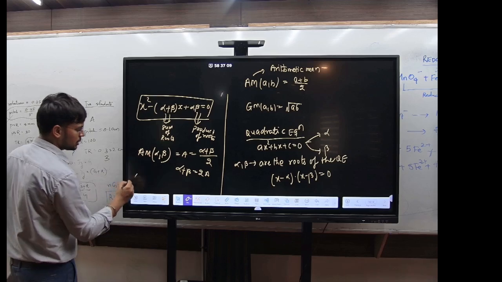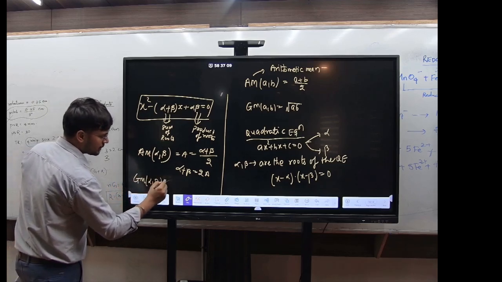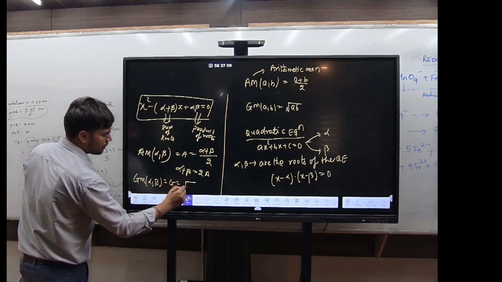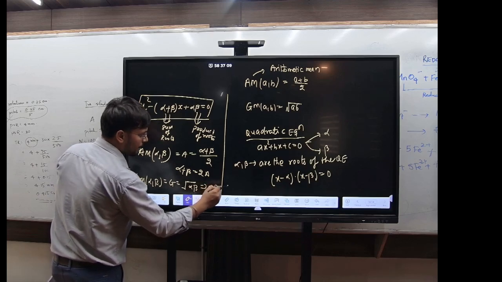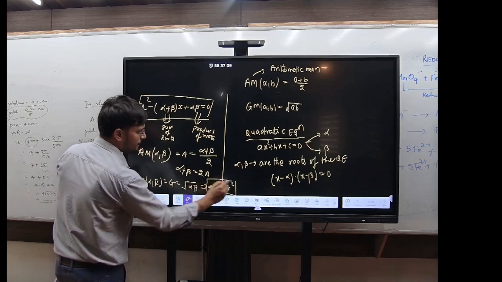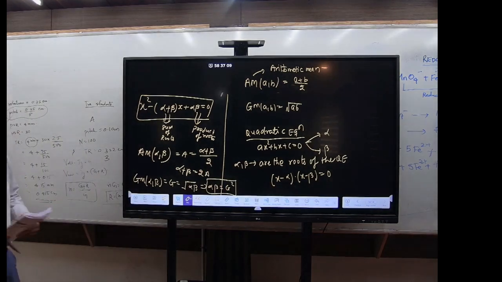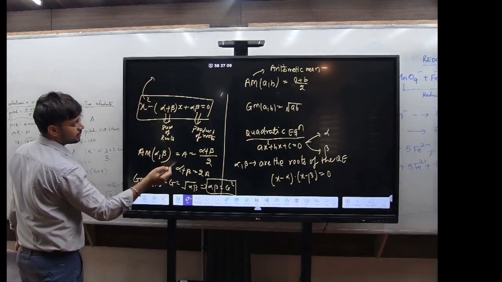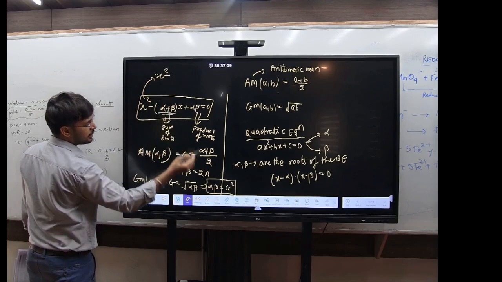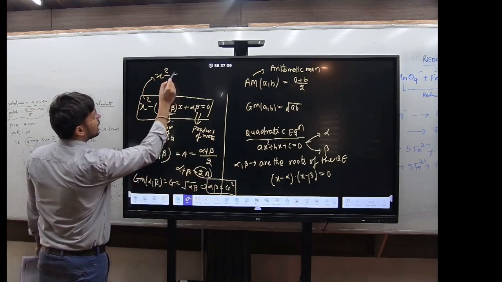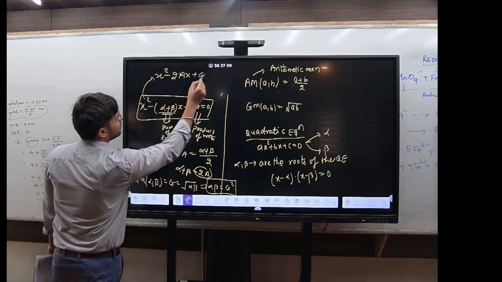If I am saying, what is the geometric mean of roots alpha, beta? Let's say it is G, so square root of alpha beta. So can you say alpha beta will be nothing but G square? Can you understand this? Now the same thing, can I write in terms of arithmetic mean and geometric mean? X square minus (alpha plus beta) can be written as 2 times arithmetic mean times x plus geometric mean whole square.